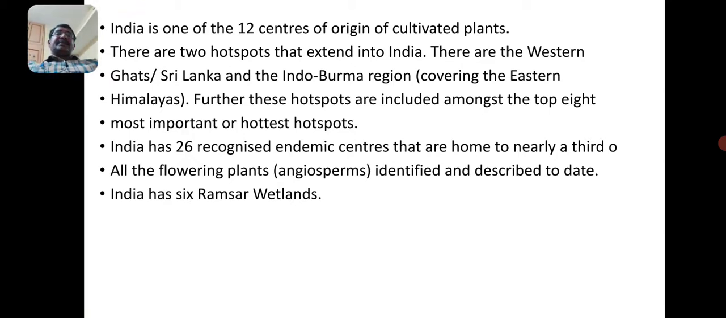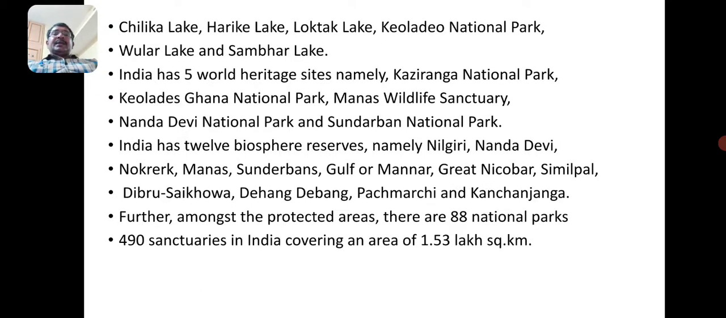There are 26 recognized endemic centers that are home to nearly a third of all flowering plants, especially angiosperms, identified and described to date. India has 6 Ramsar wetlands: Chilka Lake, Harike Lake, Loktak Lake, Keoladeo National Park, Wular Lake, and Sambhar Lake.